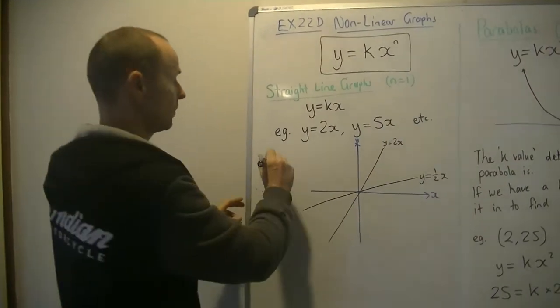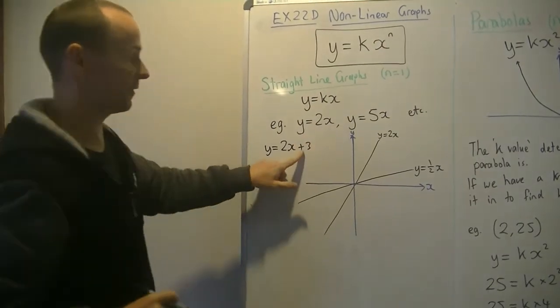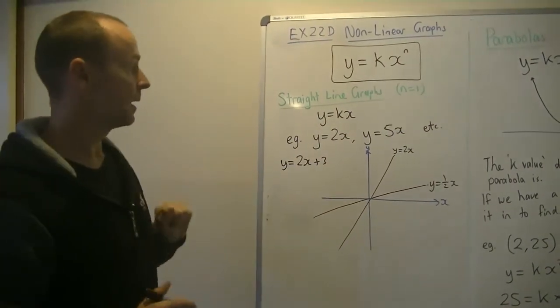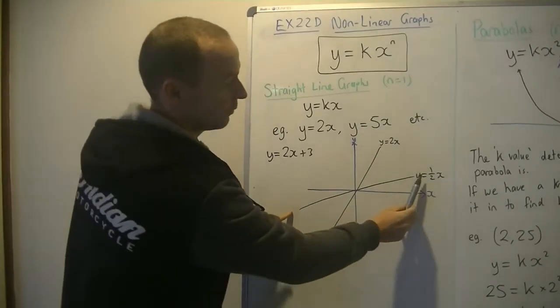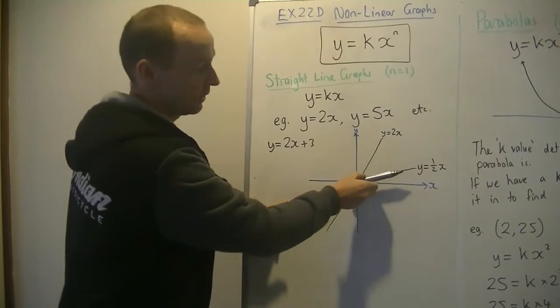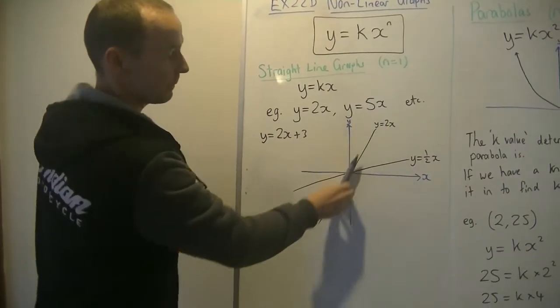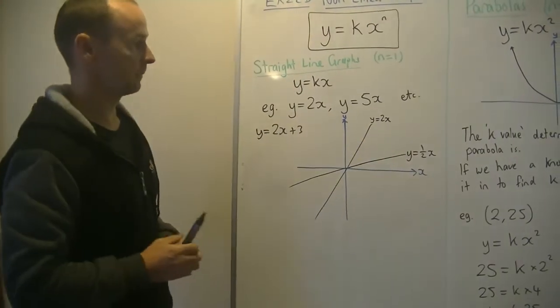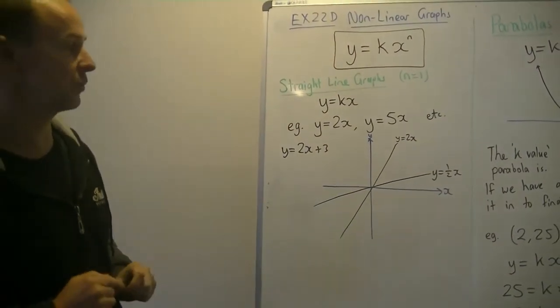And then remember the formula y equals mx plus c, so if there's 2x plus 3, the y-intercept would be 3. But anyway, I've just drawn some examples here. So this graph here is y equals a half x, because the gradient is a half, so it's a flatter line. The rise is 1 and the run is 2. And this one's a steeper gradient, it's y equals 2x. So that's pretty much all we have to do for straight line graphs. The value of n is 1.